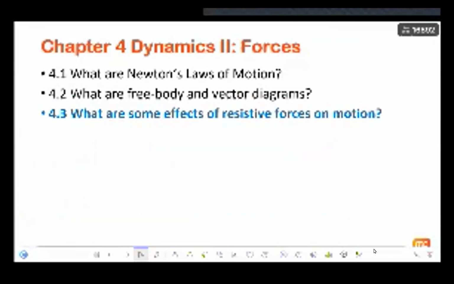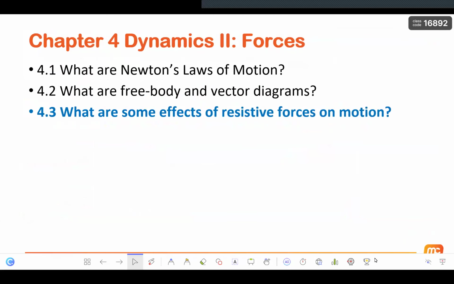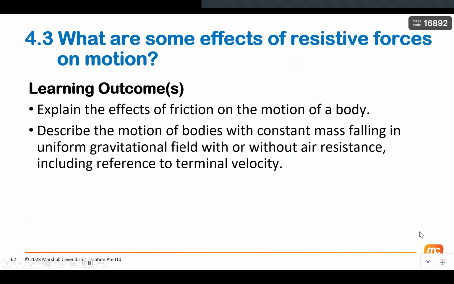Okay, in this last part of dynamics, we'll be covering some effects of resistive force on motion. And these are the learning outcomes. We will explain the effects of friction, as well as describe what the motion of bodies with constant mass falling with air resistance looks like.